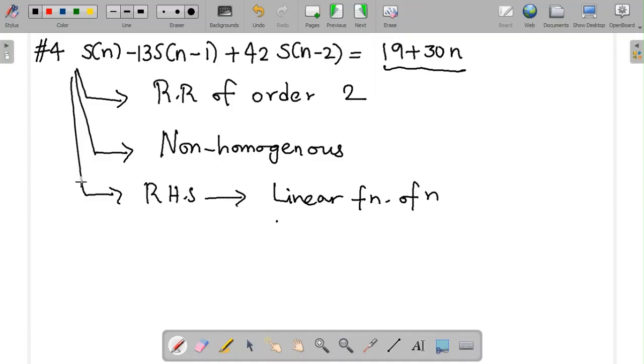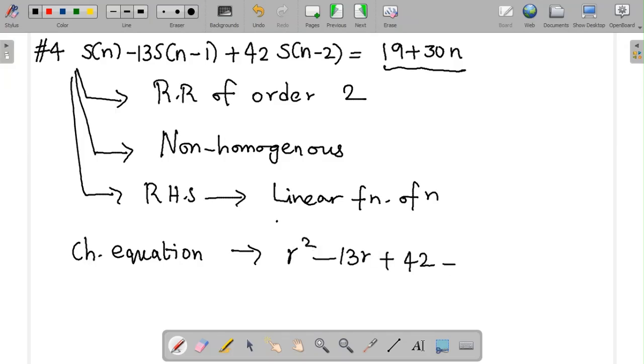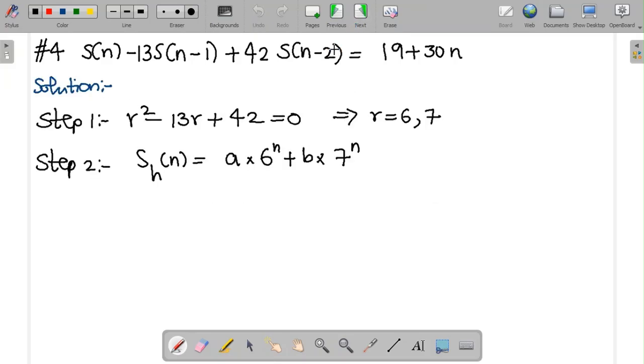So now that we have completely classified the recurrence relation, we can start solving this. We'll solve this by finding the characteristic equation as usual. Since the recurrence relation is of order 2, we have r square minus 13r plus 42 is equal to 0, expressing the characteristic equation of the recurrence relation. So once we have reached here, we can start solving step 1. Step 1 will mean that we solve the quadratic equation. The roots are real and distinct this time.